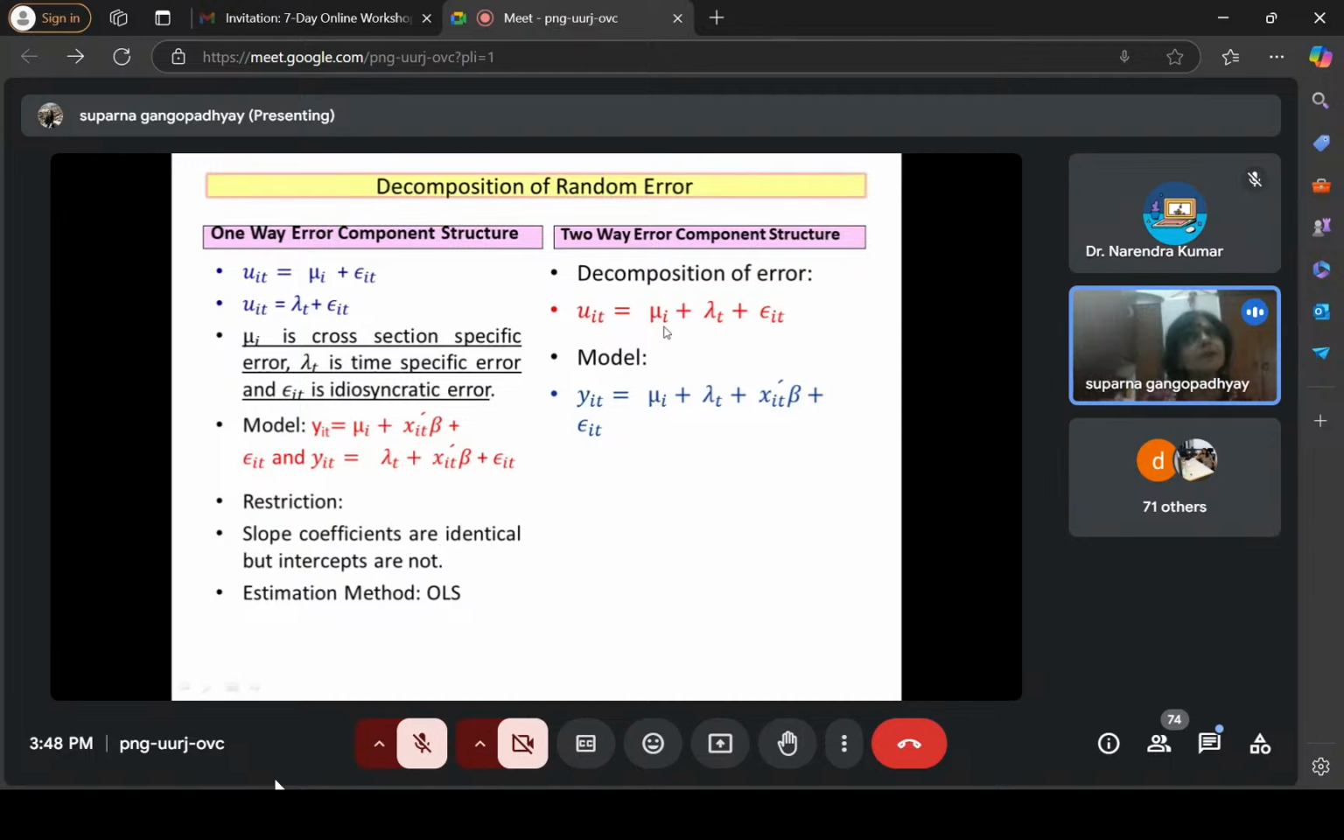Naturally, mu i plus lambda t. Lambda t is time specific. Mu i is cross section specific. So your multiple regression becomes mu i plus lambda t plus x prime it, and so on. If I were on my whiteboard, I would definitely write out the matrix order. But here I can't, because then I will be losing my time.